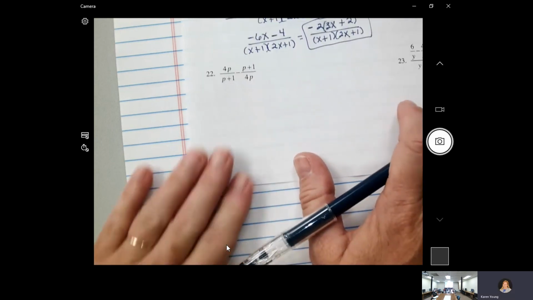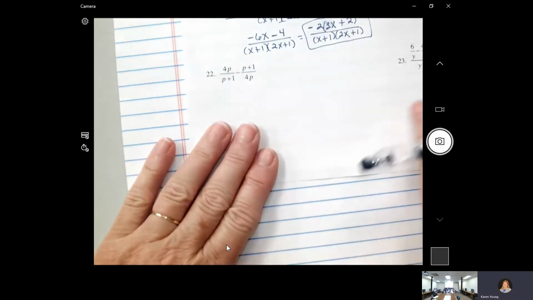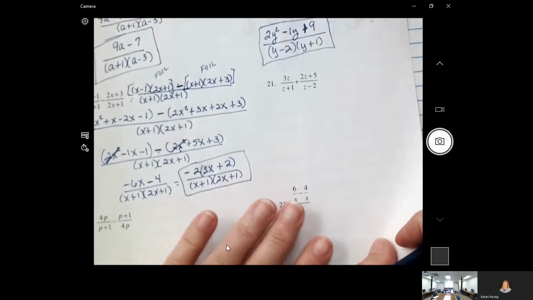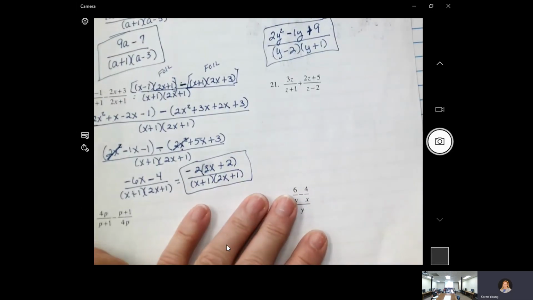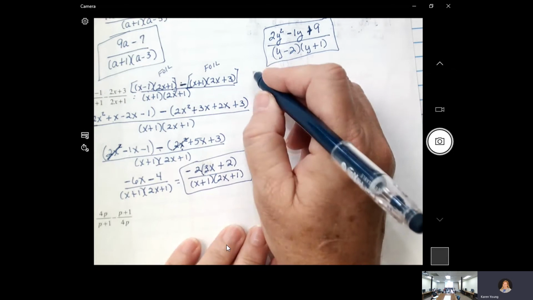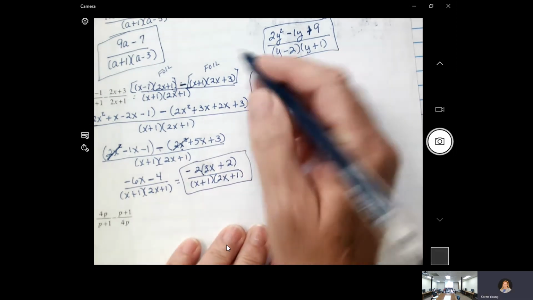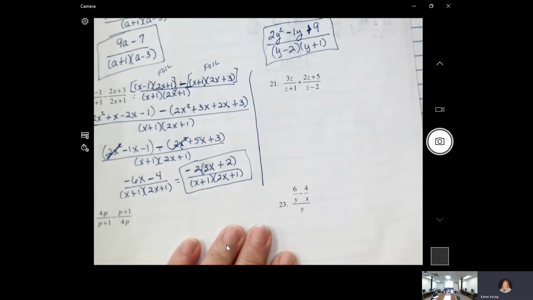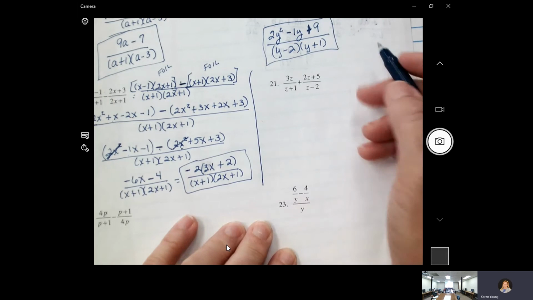All right, so try 22. Whoops, hey, I missed 21. Try 21. This one's a positive, it's a plus. So we're going to do the same thing. Add the outside. You don't have to distribute the minus. You don't have to worry about subtracting.